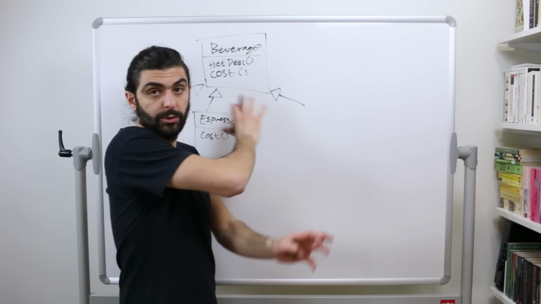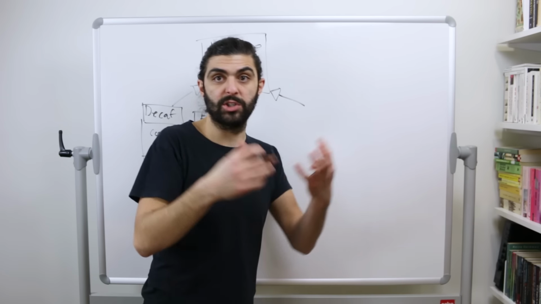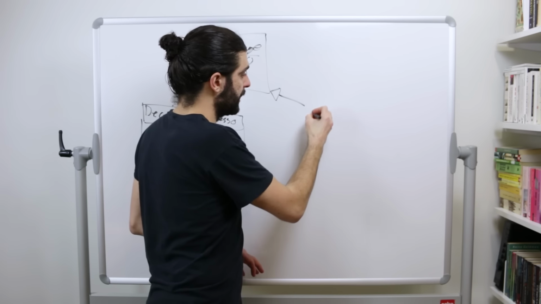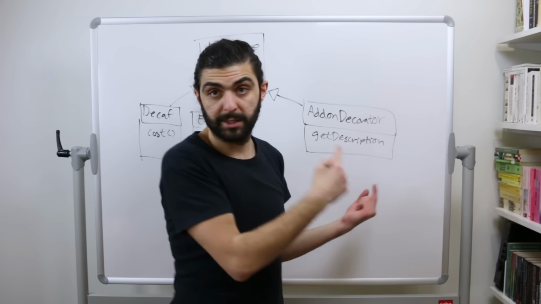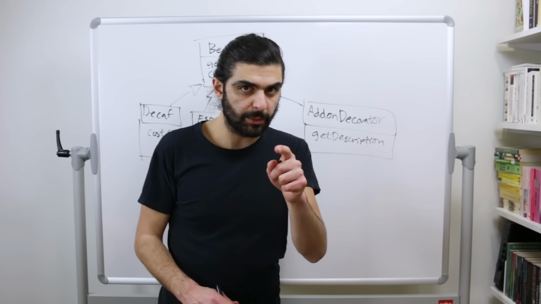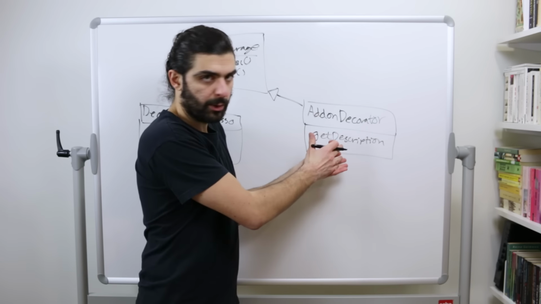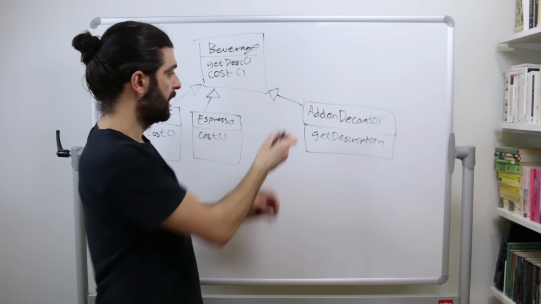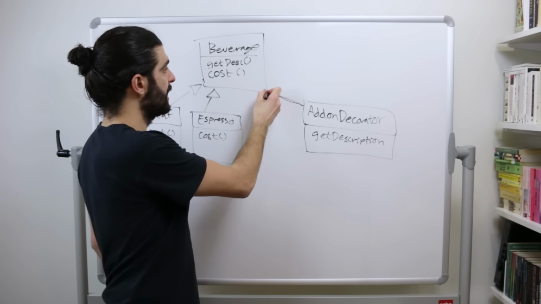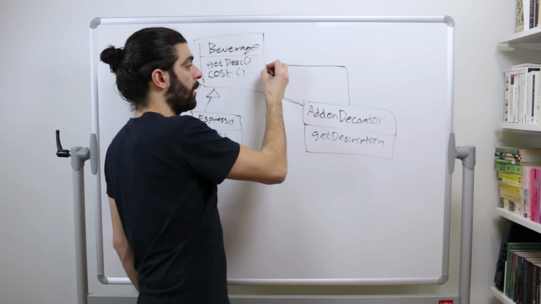So it's an add-on to your baseline coffee. So you have the baseline coffee and then you add on something else, such as whipped cream. So we'll call this add-on decorator, which implements the method get description. But remember what we said in the beginning about decorator pattern. The essence of the decorator pattern is that the decorator is a component and has a component. So this arrow denotes that it is a beverage, but it also has a beverage.